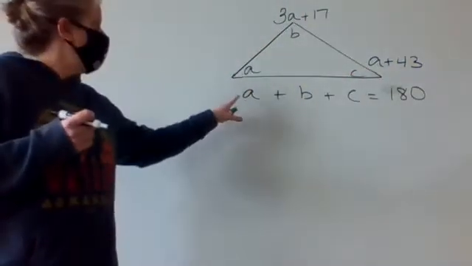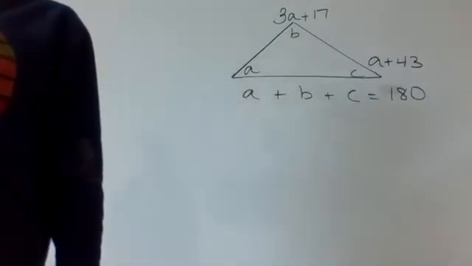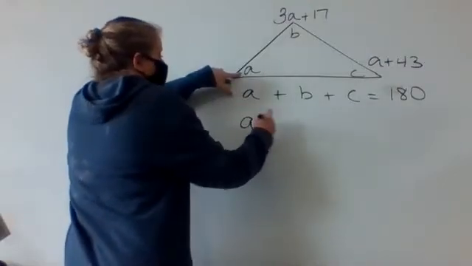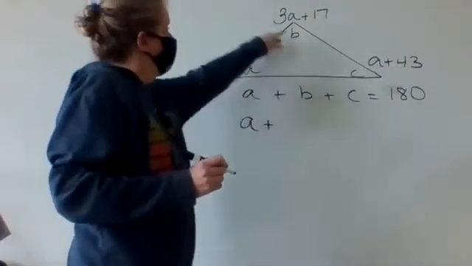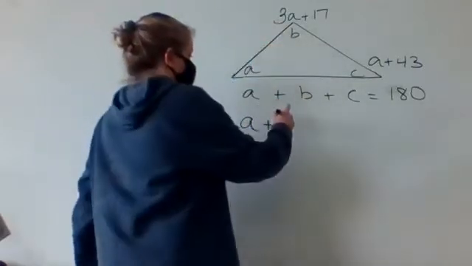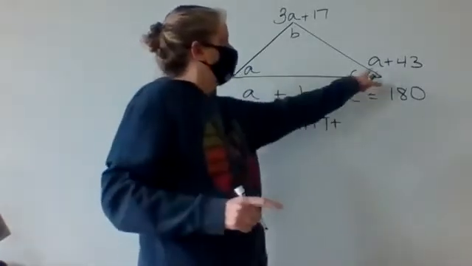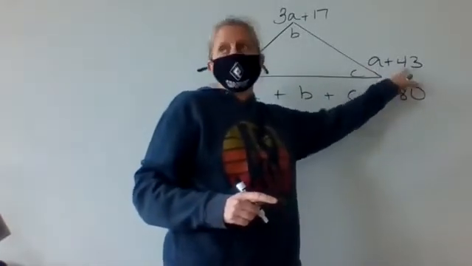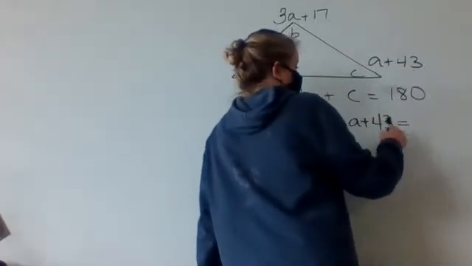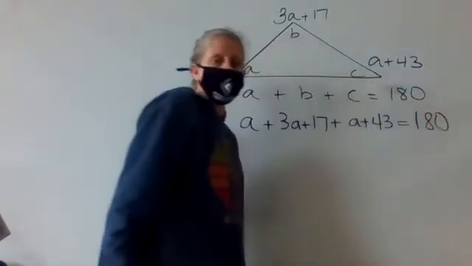So now if I add angle A, angle B, and angle C together, they should equal 180. So let's do that. Angle A is just A plus, what is angle B? 3A plus 17 plus, what is angle C? It's A plus 43. If I add all 3 of those angles together, it should equal 180.